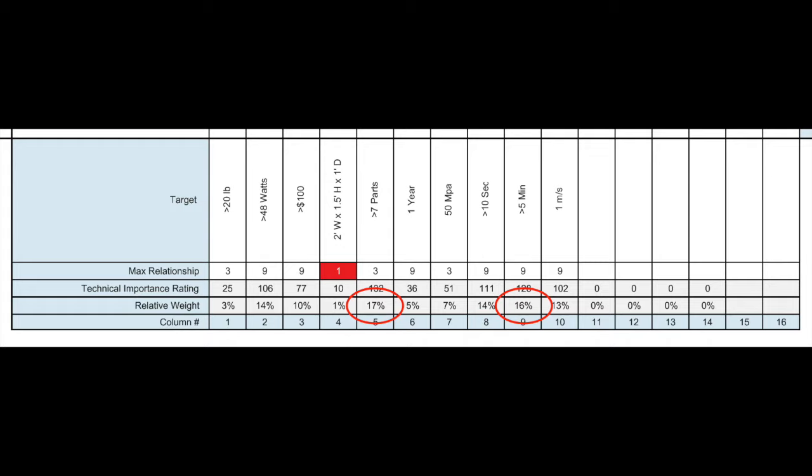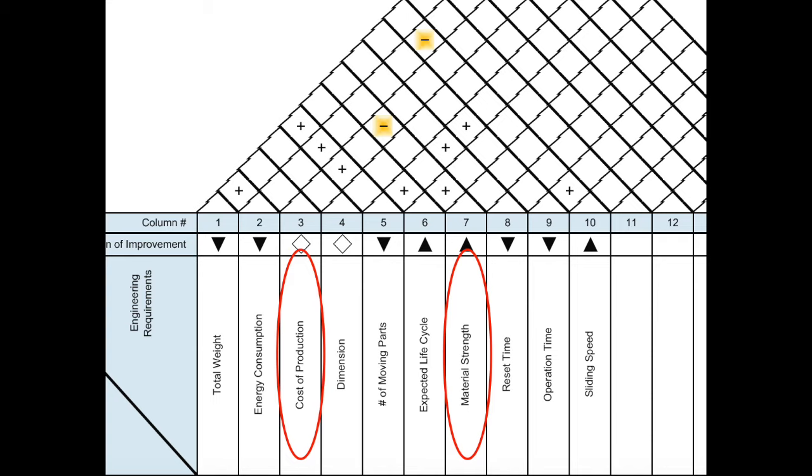Through studies of the relationships and weighted importance of Tony Stark's demands, this reveals that the number of moving parts at 17% weighted relevance and the operation time at 16% weighted relevance were the most important engineering design specifications. However, there is a trade-off between the cost of production and durability of the machine. Durable, cost-effective materials must be selected.